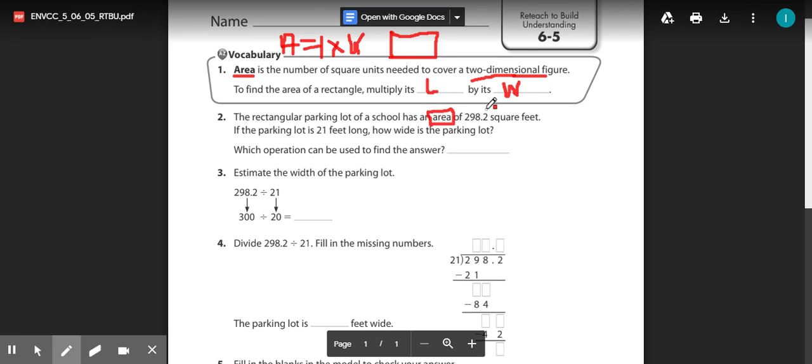It's a key word in here, right? Do you see another key word of what this problem's giving us? It's giving us feet long, right? Feet long. Okay, and we have 21. So if I think about my area formula, 298.2 is the area they're giving us, right? And do they give us anything else that we could plug into that formula? They give us 21, which is the length, right?